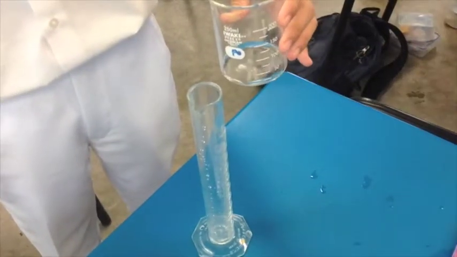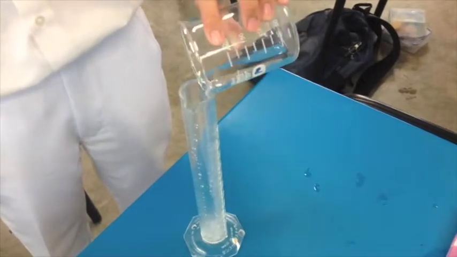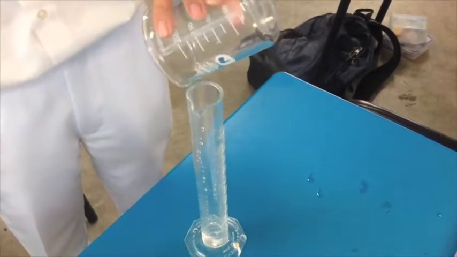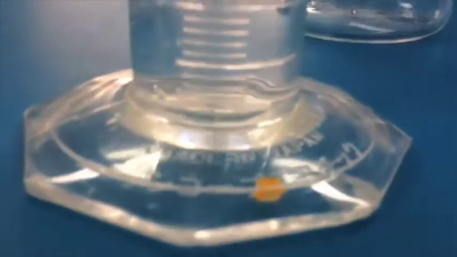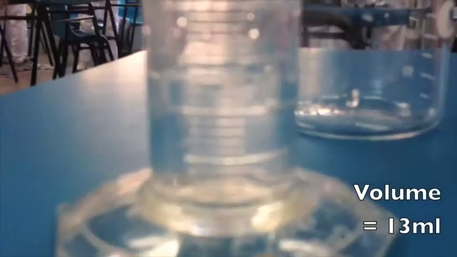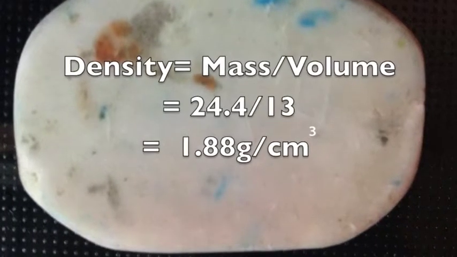Now we shall pour the water from the beaker into a measuring cylinder to find out the volume of the irregular object. We can now find its density.